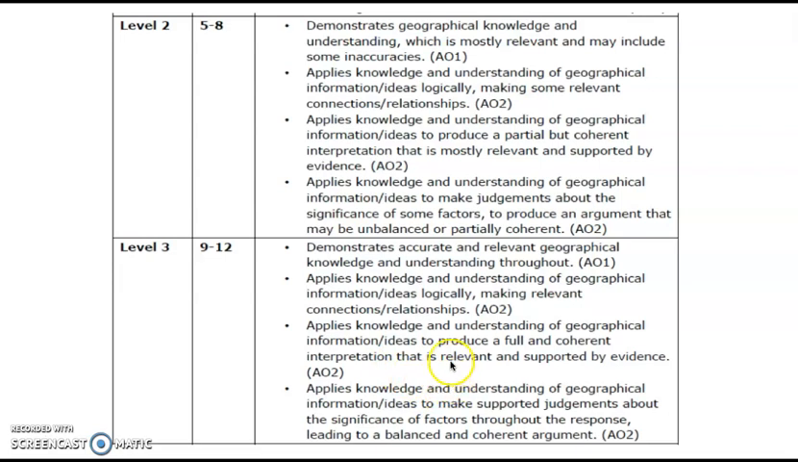And also you are judging these factors, and you're saying how significant they are to make sure that it's well balanced. So you're talking about a range of factors in an equal amount of depth, not just focusing on one factor and then just brushing over the others.